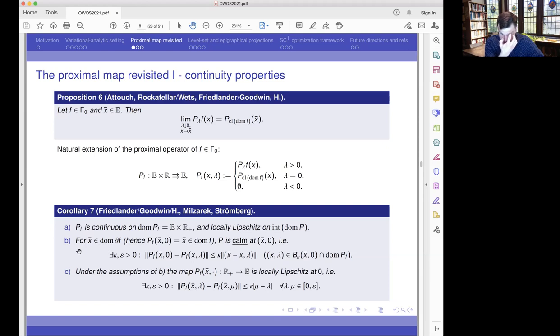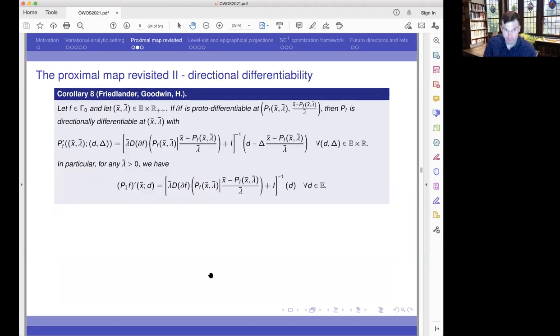Okay, and so under the assumptions of B, which is just x bar being in the domain of the subdifferential, the map P_f just as a function of the prox parameter is locally Lipschitz also at zero. Okay, and so now we put all of this information together with what we had before on directional differentiability of P_omega f, and now omega is just the Euclidean norm squared, and under the proto-differentiability assumption, we get the directional differentiability of the generalized or extended prox, and the formula now looks a little more friendly, at least to me.